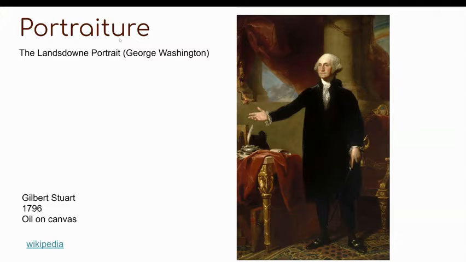Now, keep in mind, in the 1700s, there are no cameras. So if people could afford to, they would hire artists to paint portraits of themselves or their loved ones. And then those portraits would hang in their homes. So here we have George Washington. It's likely that he commissioned Gilbert Stuart to paint that.